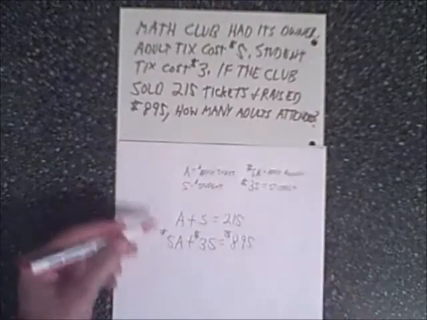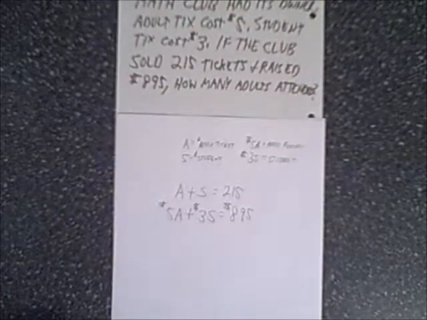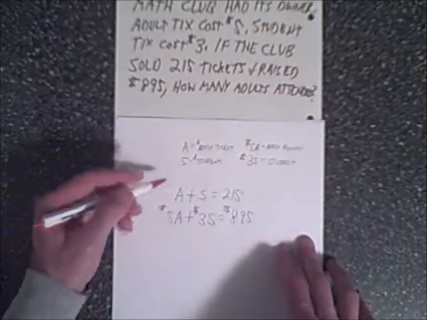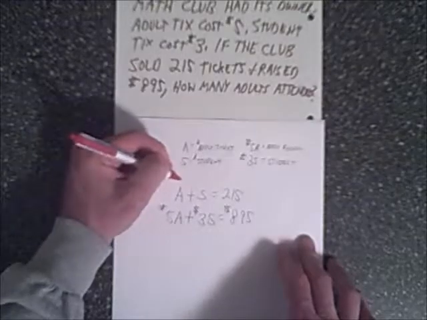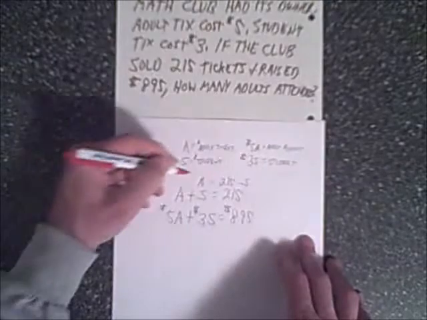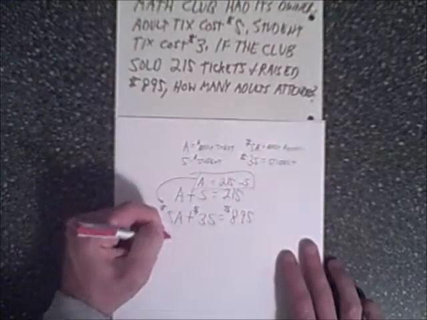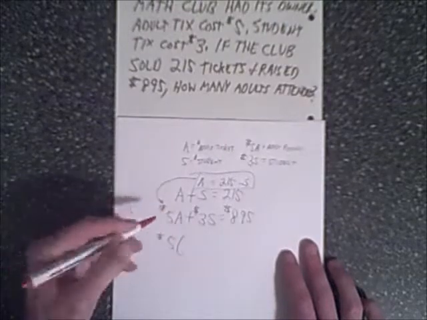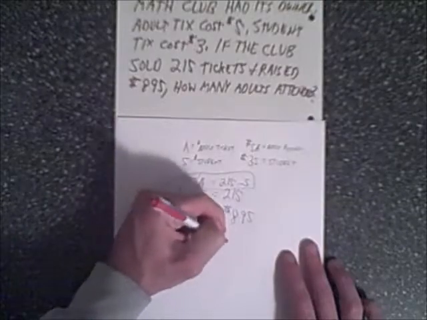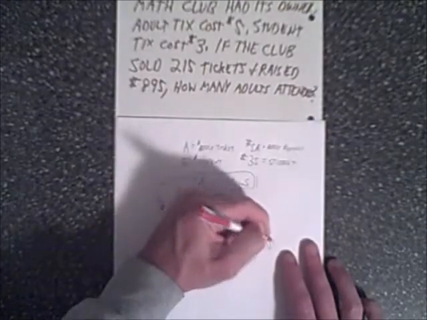Okay, two equations, two unknowns, and I did label everything so we can have the correct units. Once again we'll use substitution. So take this equation up here and solve for A. A is equal to 215 minus S. Okay, and we'll bring it down here. So $5 times (215 minus S) plus $3 times S equals $895.